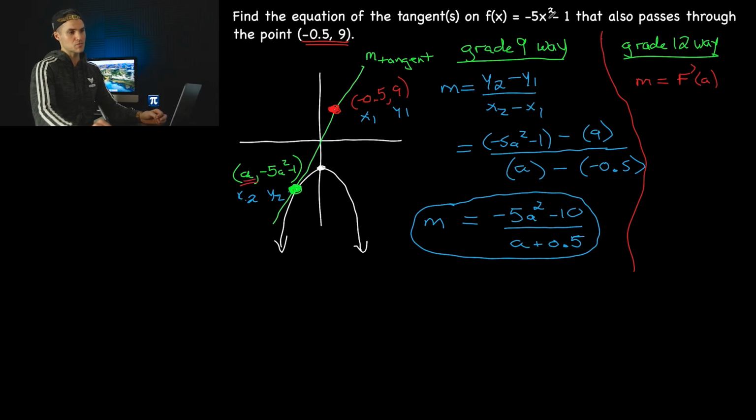So what we can do is we can find the derivative of this function. So what's the derivative of this function going to be? That's just going to be negative 10x, like that.